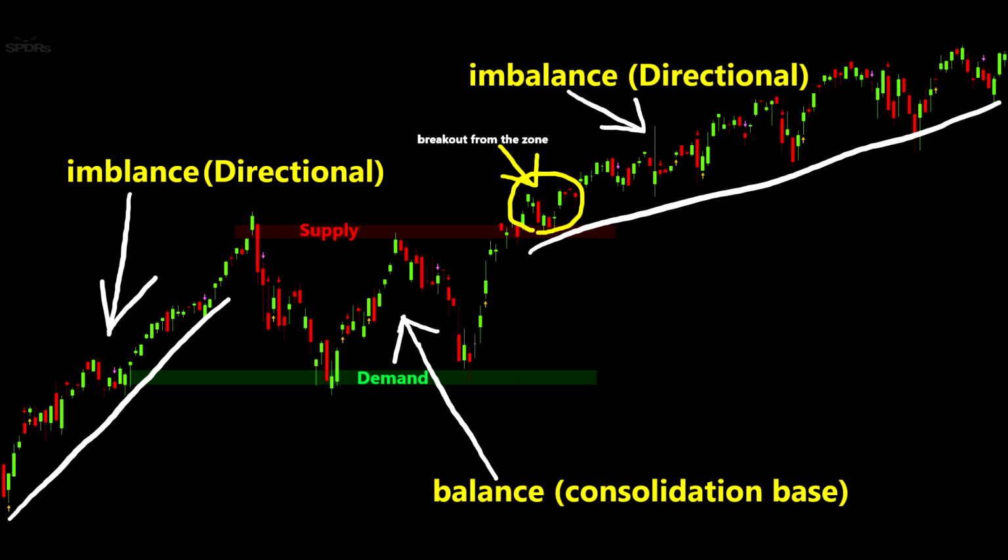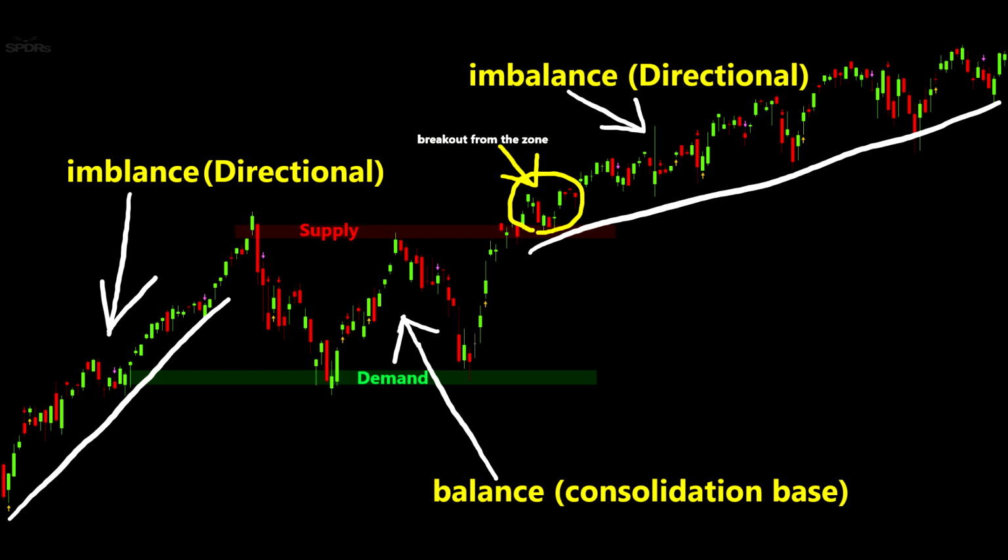When price is in that consolidation base, the candles will be very small and controlled. However, as soon as there is a breakout within that zone, we will see a massive imbalance move. The imbalance is what provides the high probability trades.